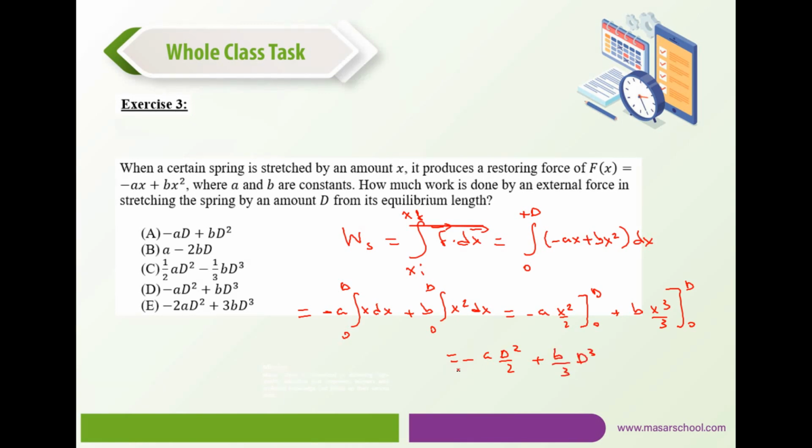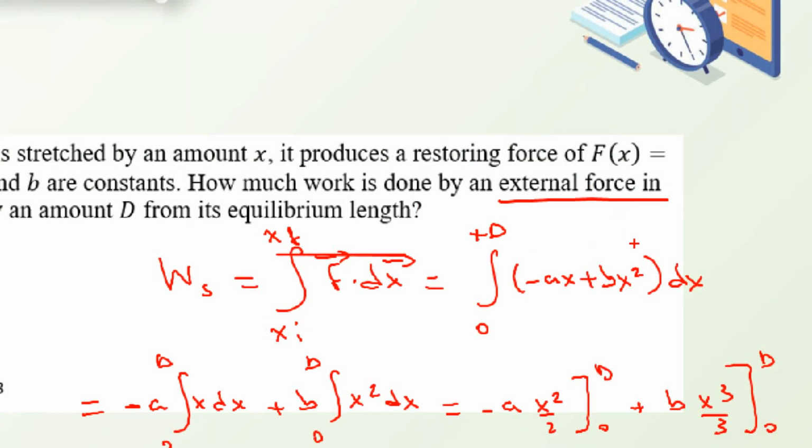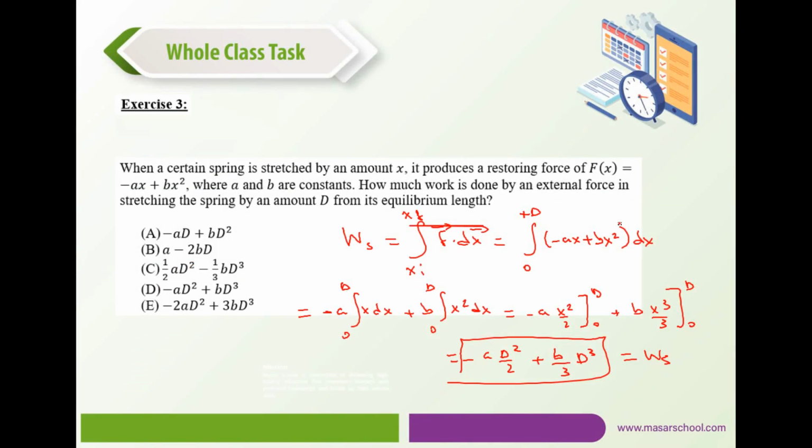Now this represents the amount of work done by the spring, but we are interested in the amount of work done by the external force, which is opposite to the spring, and the correct answer in this case would be C. So basically it would be minus the work done by the spring, which is minus of minus a d squared over 2 plus b over 3 d cubed, and that would be a d squared over 2 minus b over 3 d cubed.